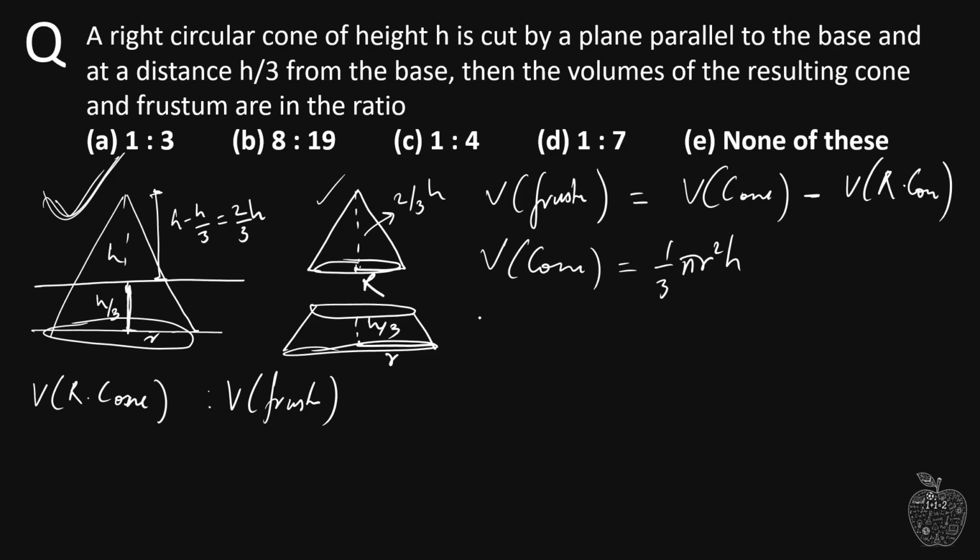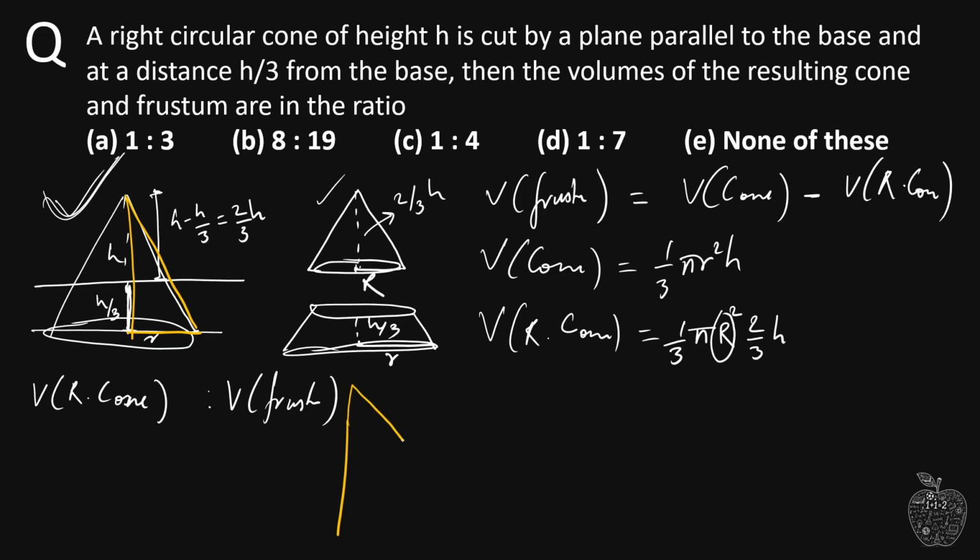Now what will be the volume of the resulting cone here? It will be again 1 by 3 pi, instead of r we'll write capital R, pi capital R square, and instead of h we'll write 2 by 3 h. Now what is this capital R? I'll divert a little bit from this question and let's talk about this right angle triangle here. I'll draw it separately over here. So this is the right angle triangle.